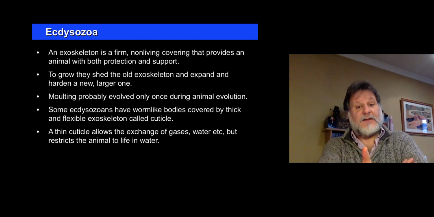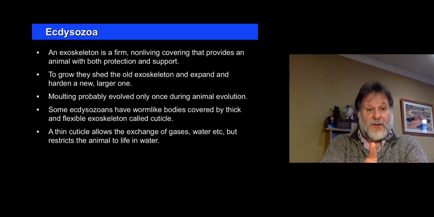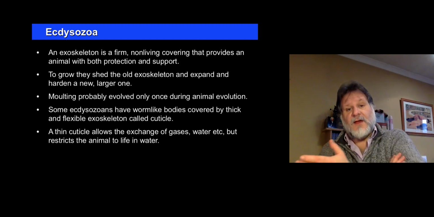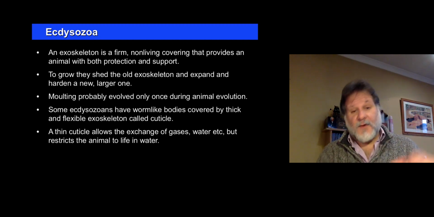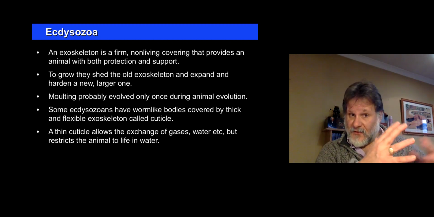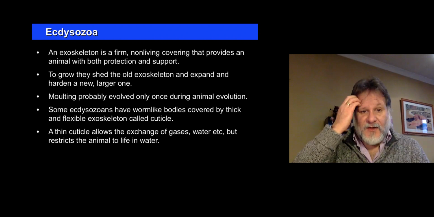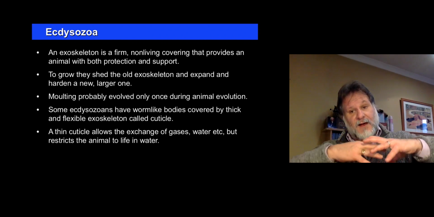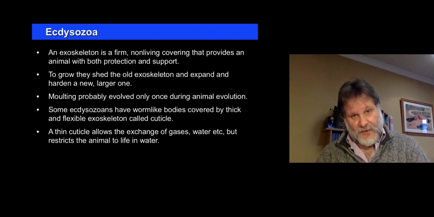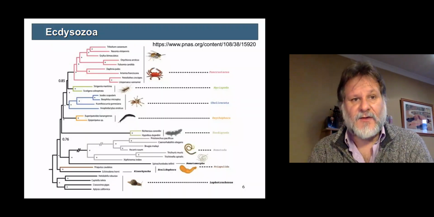As we've seen, some ecdysozoans have rather worm-like bodies, others have bodies that are covered in plates of cuticle. If you've got a thin cuticle, that's great. You can exchange gases across it. But if you've got a thicker cuticle, you have to have more specialised structures for gaseous exchange, as we'll see.